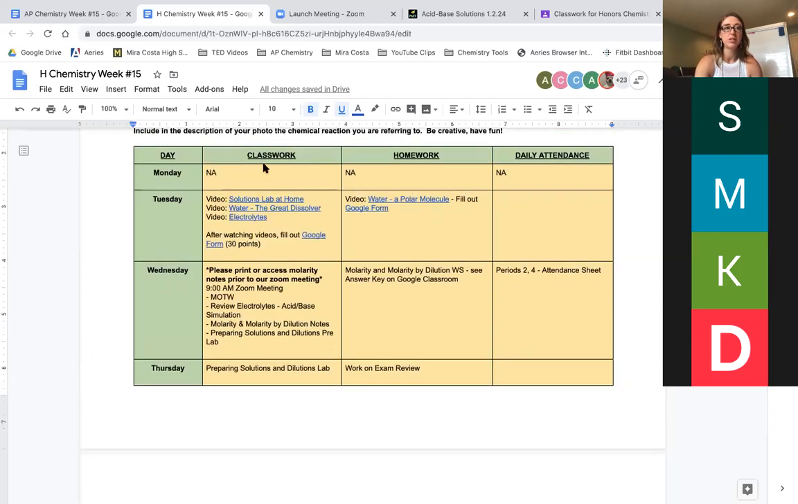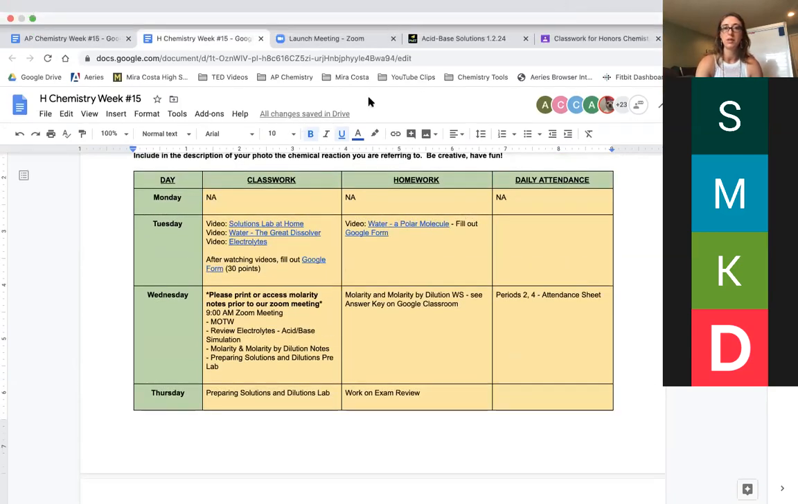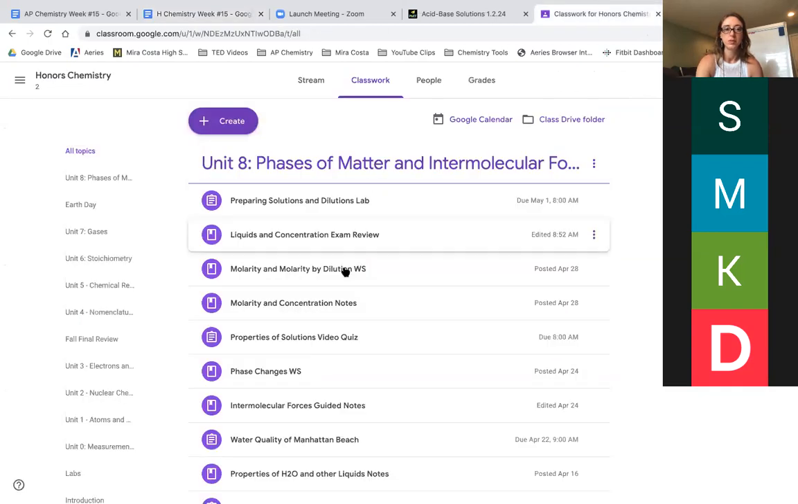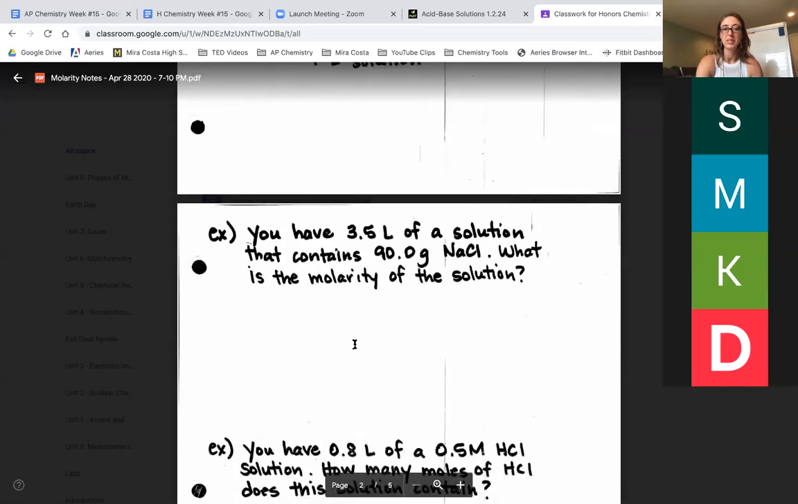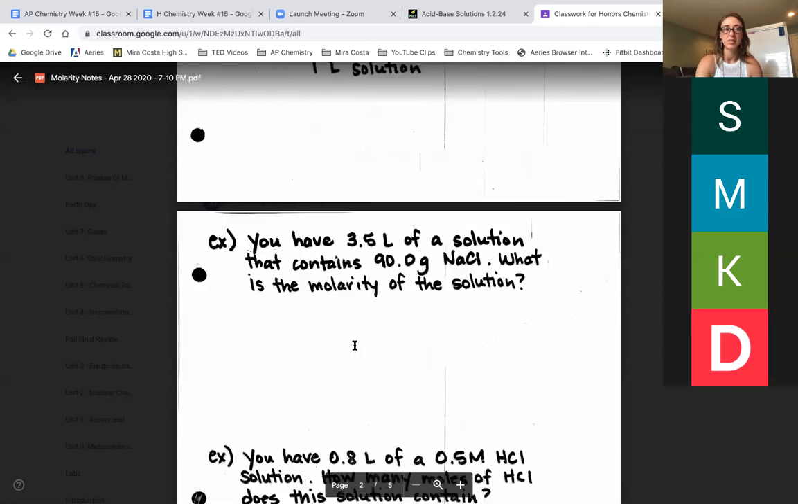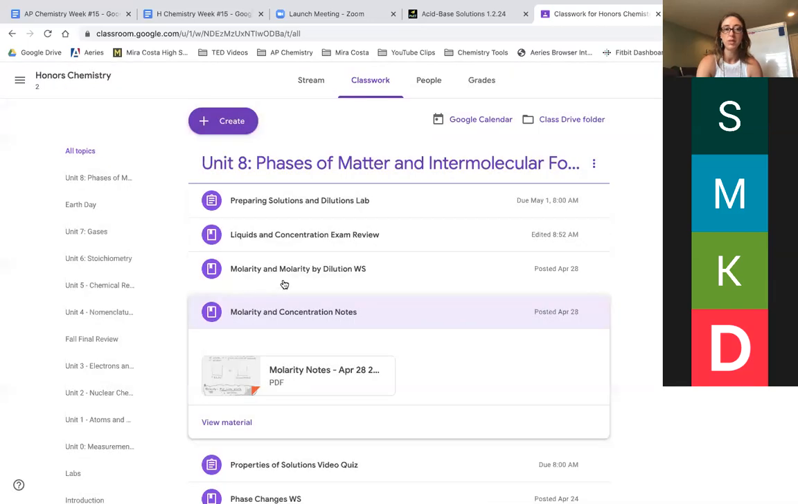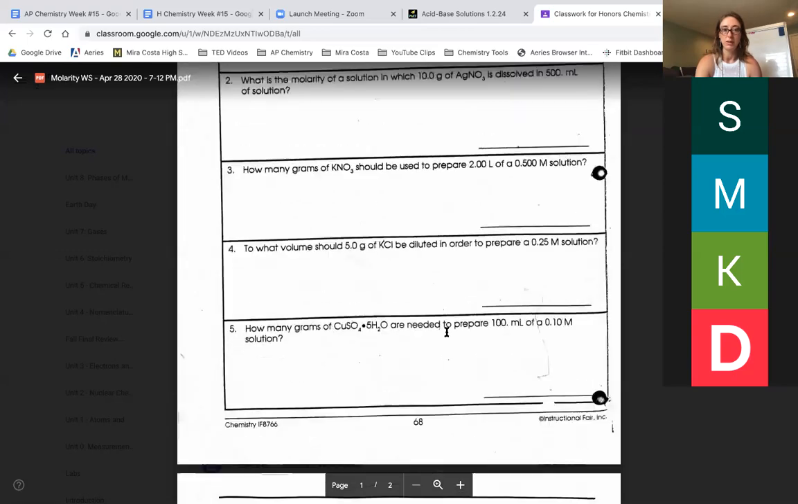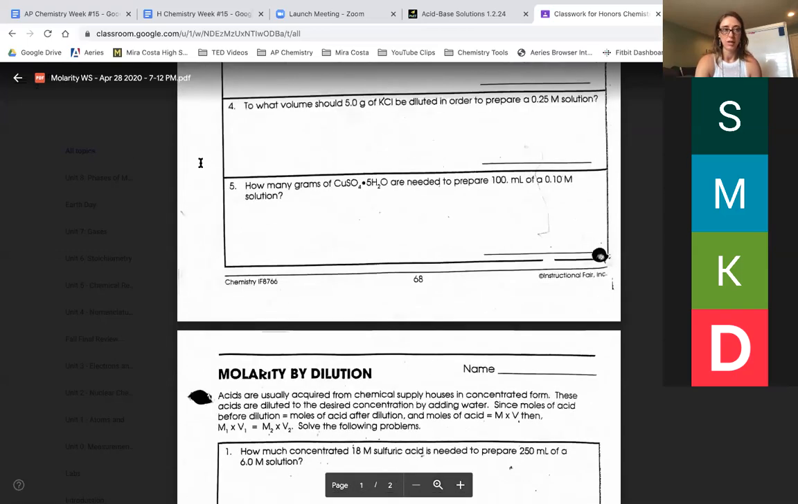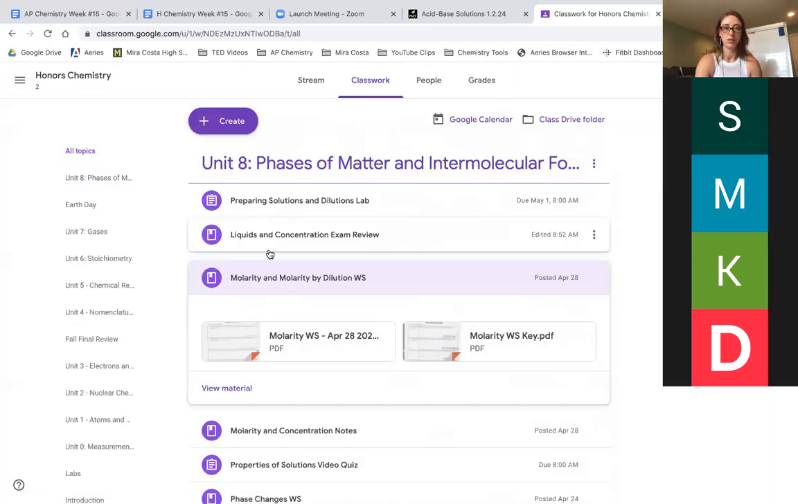So let me go ahead and show you where you can find some things on Google Classroom. We are going to be doing these notes today, so please make sure that you have these available to you, either printed or accessible on your computer. We're going to go through those in a few minutes. This is a worksheet I'd like you to try for homework tonight, and I've included the answer key here. The answers are not worked out, but the answers are there. If you have any questions about how to work them out, please don't hesitate to shoot me an email. You should be able to do these 10 problems after we go through the notes today.